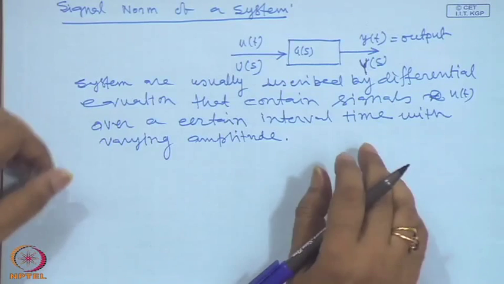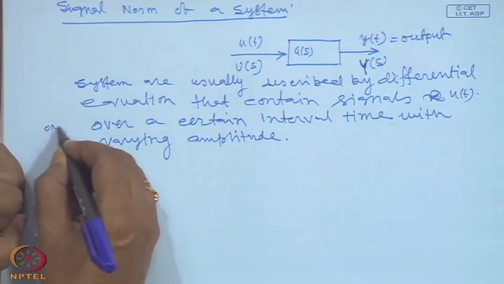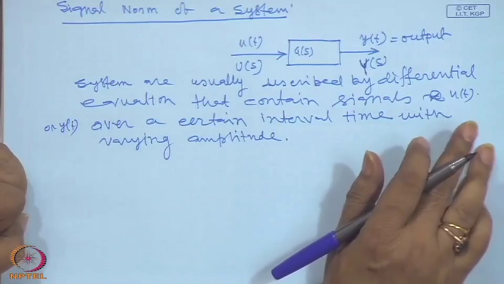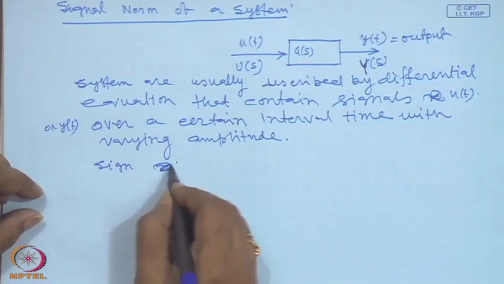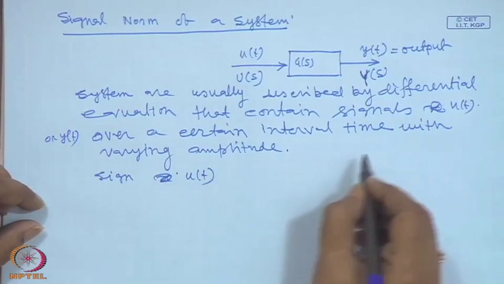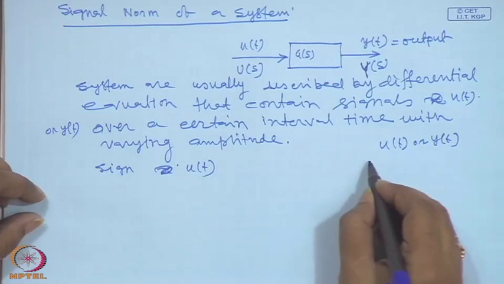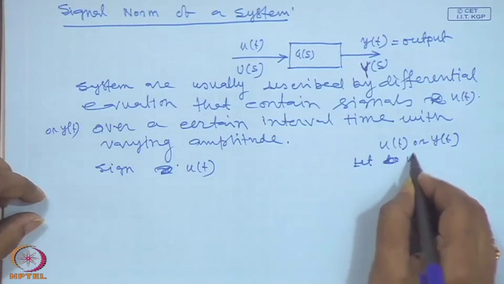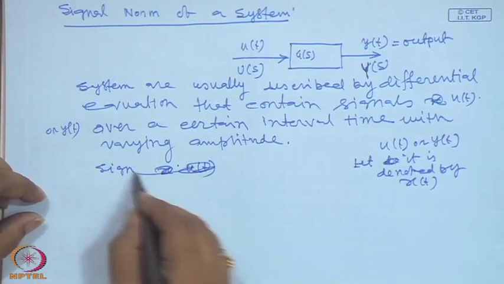So, our job is to measure the signal by a number. Our job is to measure the strength or size of the signal by a number, for u of t or y of t. And if it is a scalar signal, u of t or y of t, let it be denoted by x of t. So, the signal now onwards I am writing as x of t.